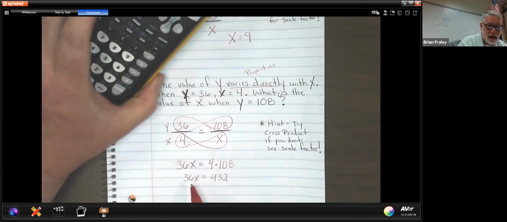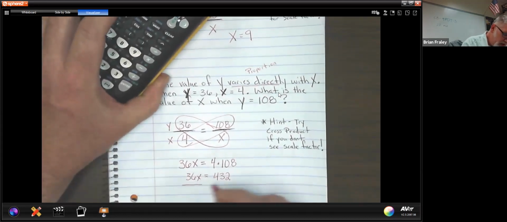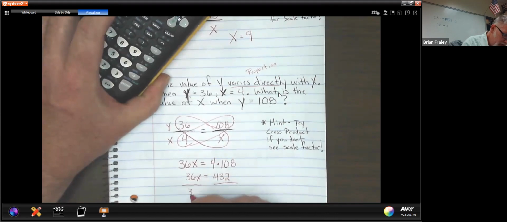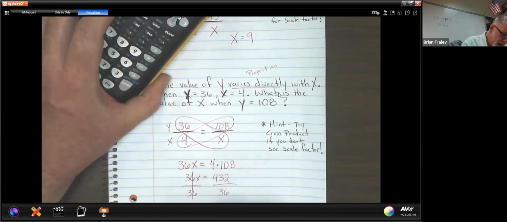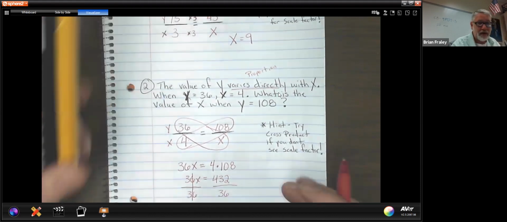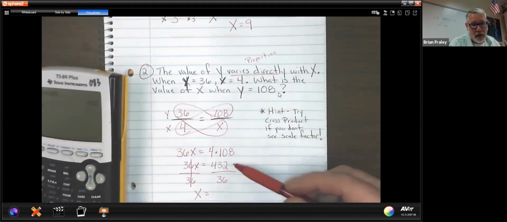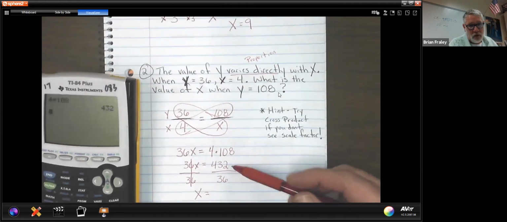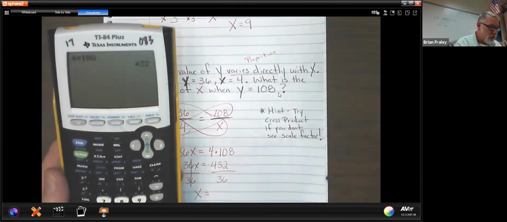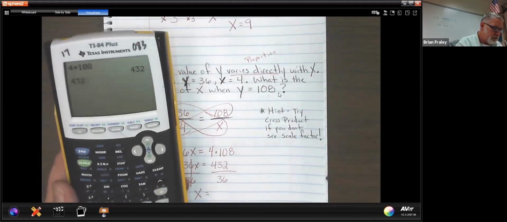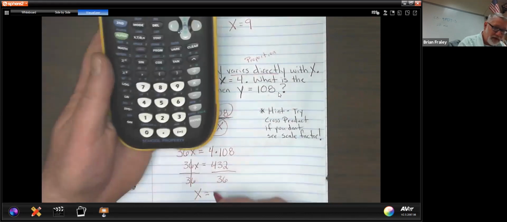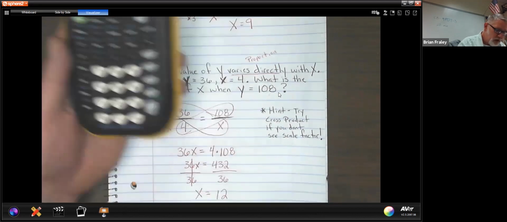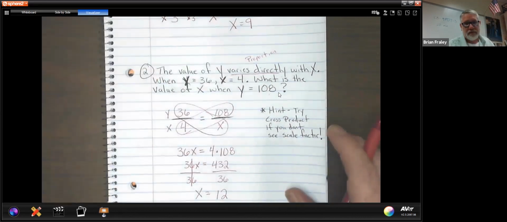So if they're multiplying by 36, we do the opposite, which is to divide by 36. These will cancel each other out, and I just need to plug this in the calculator. Now, please remember, you read it from top to bottom, you put it in from top to bottom. So it's 432 divided by 36, and we get x equals 12. So that's the answer to that question.